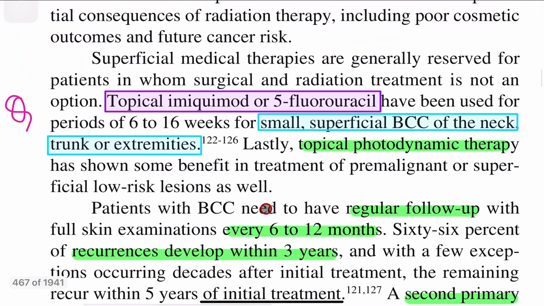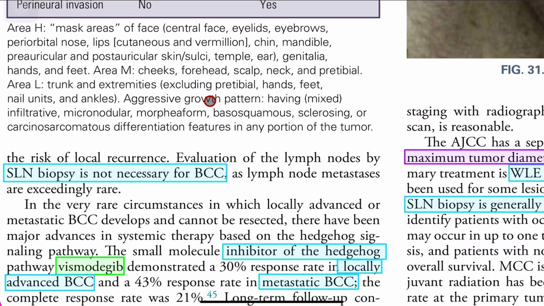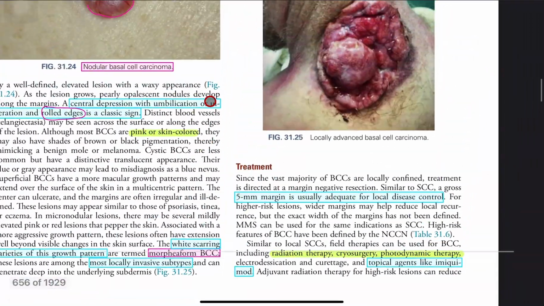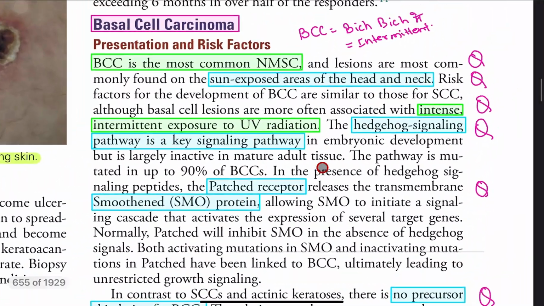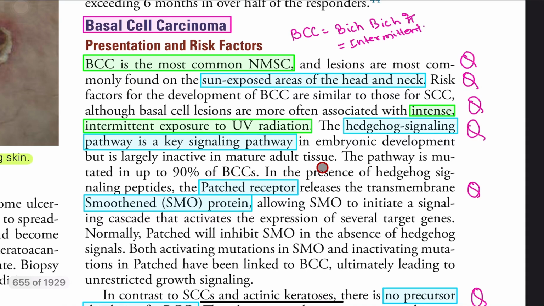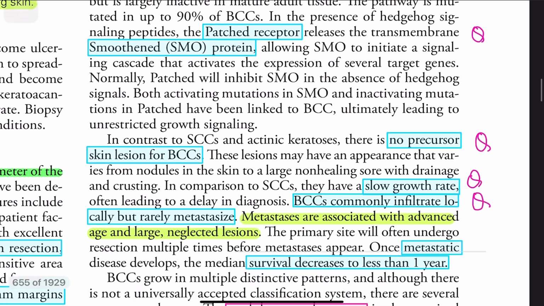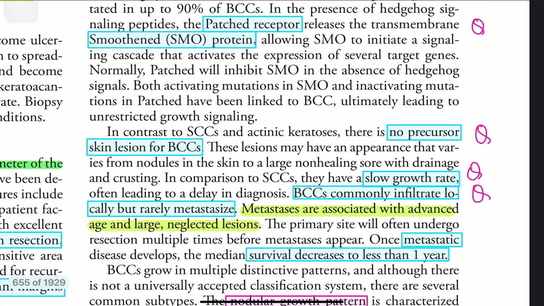So let's revise quickly what are the important points that you must remember. We'll discuss those points in quick recap. So BCC is the most common skin cancer. One, the sun exposure is intermittent intense exposure, and hedgehog signaling pathway is the key pathway. Third point, no precursor lesion needed for BCC. Fourth point, this commonly infiltrates but rarely metastasizes.